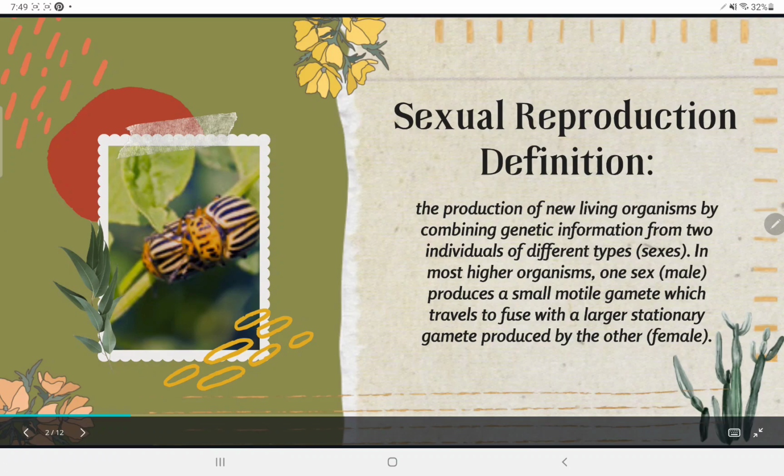Sexual reproduction definition: the production of a new living organism by combining genetic information from two individuals of different types, sexes. In most higher organisms, one sex, a male, produces a small motile gamete, which travels to fuse with a larger stationary gamete produced by the other, a female.